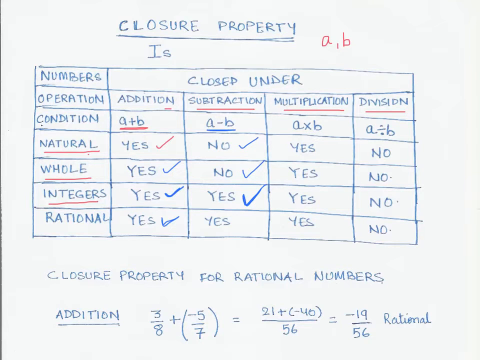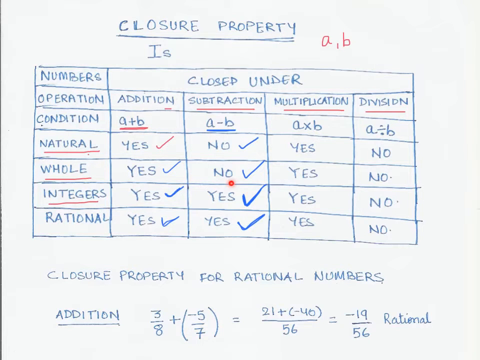And we will conclude the same for rational numbers, that rational numbers observe the closure property under the operation of subtraction. So to conclude the closure property for subtraction, we can say that the natural and the whole numbers are not closed under subtraction, whereas integers and rational numbers are closed under subtraction.